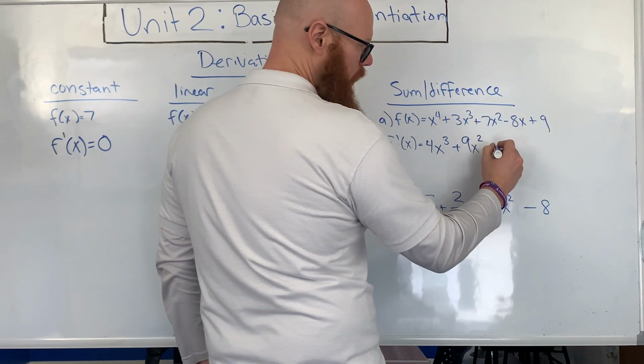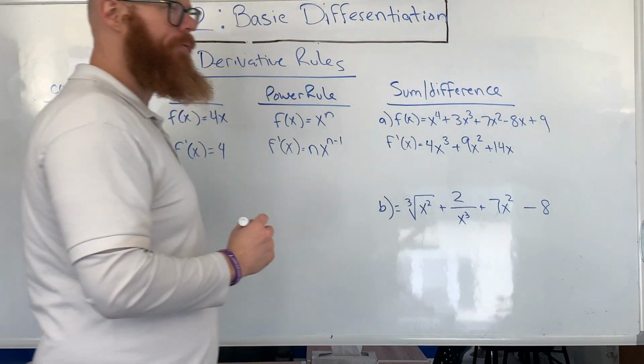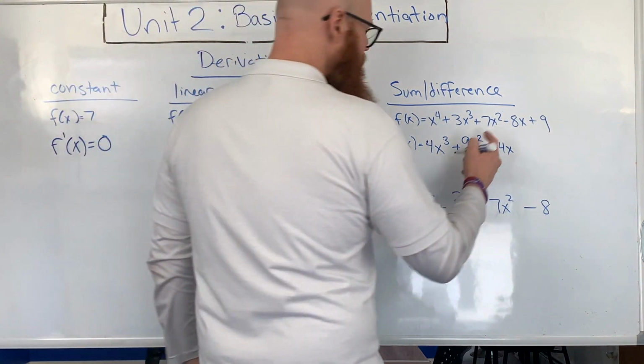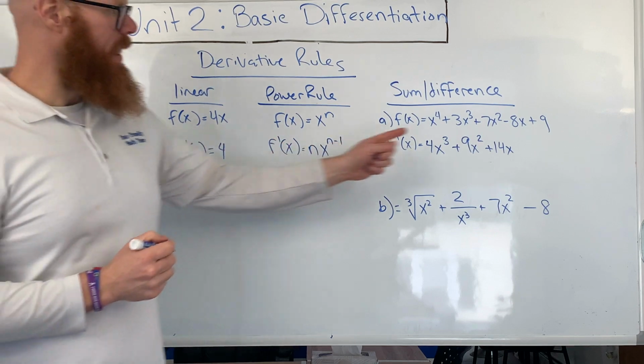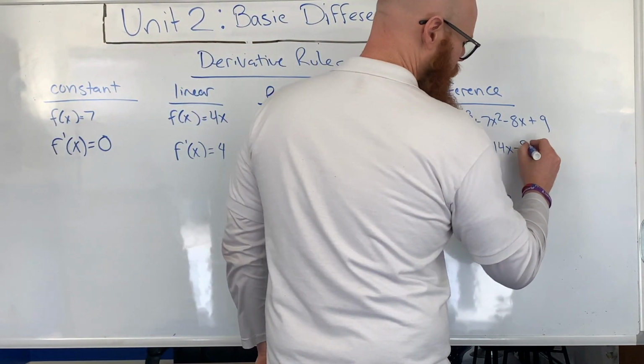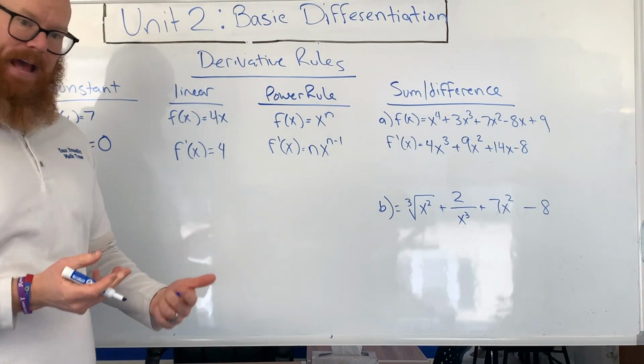The 2 comes in front, multiplies by the 7 to give us 14. The power of 2 lowers by 1, giving us 1, and I don't have to write that. Now I've got my linear term, negative 8x. Well, the coefficient is just negative 8. Or if you think of the graph of negative 8x, the slope would just be negative 8.